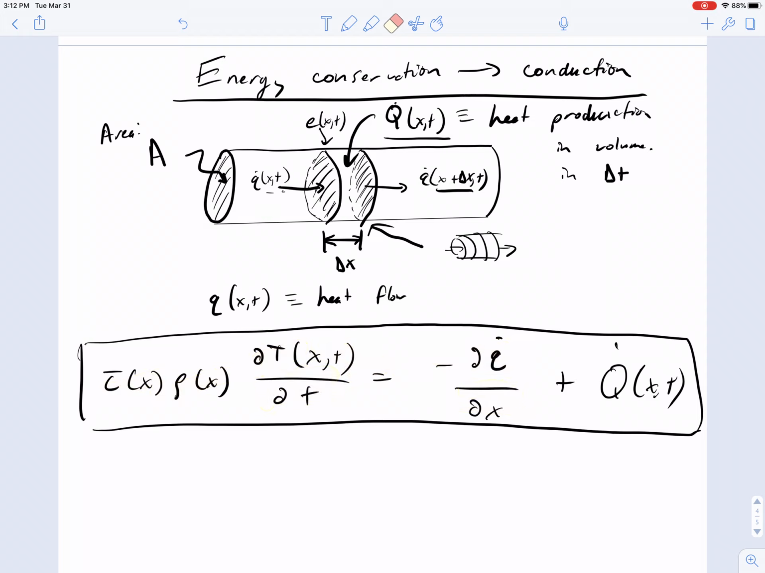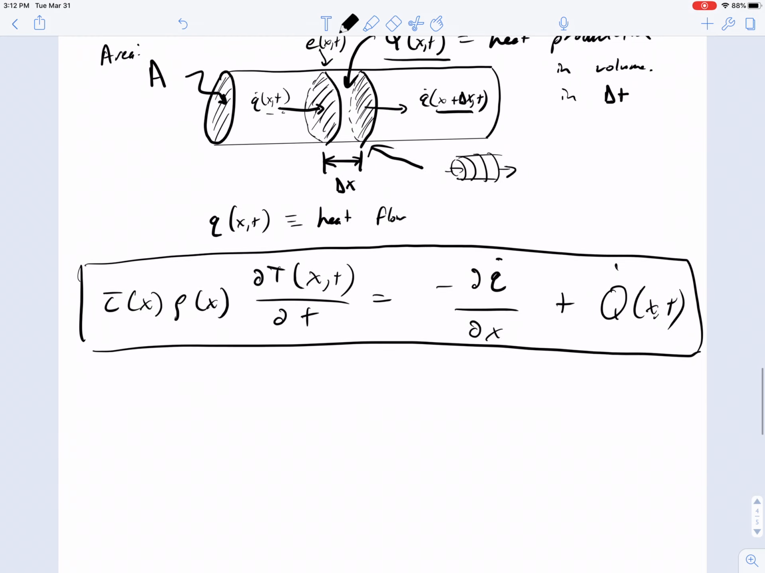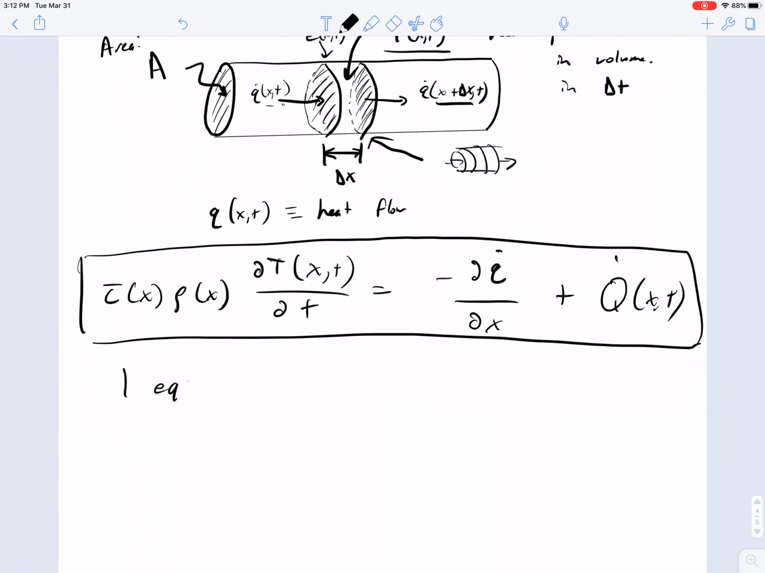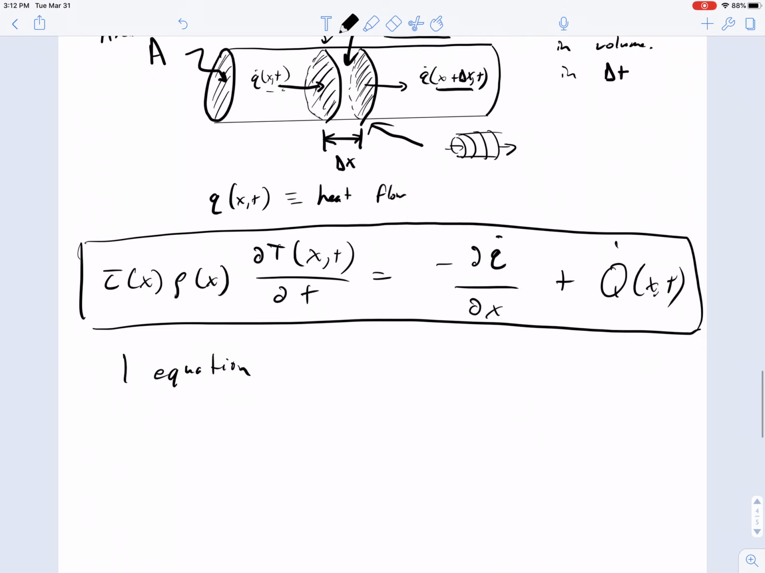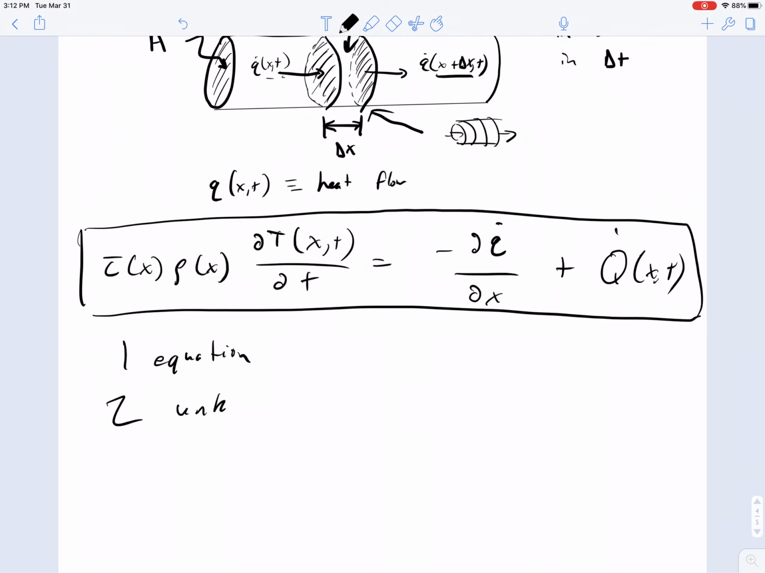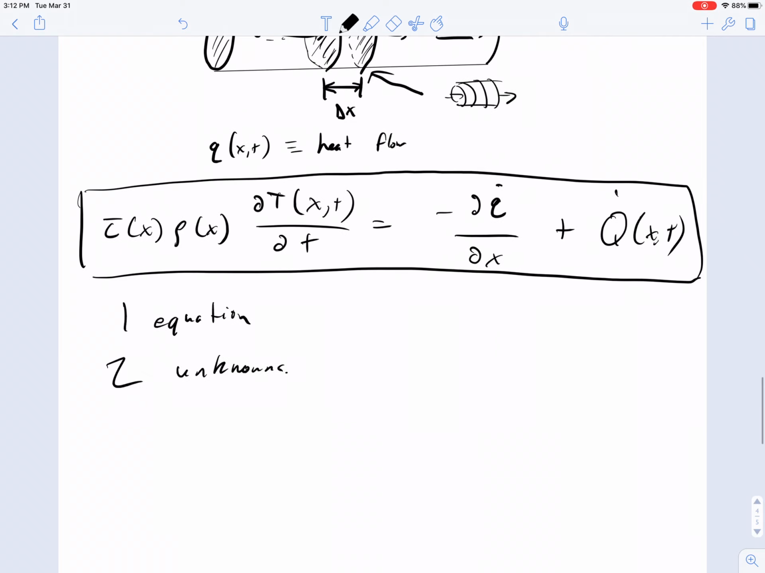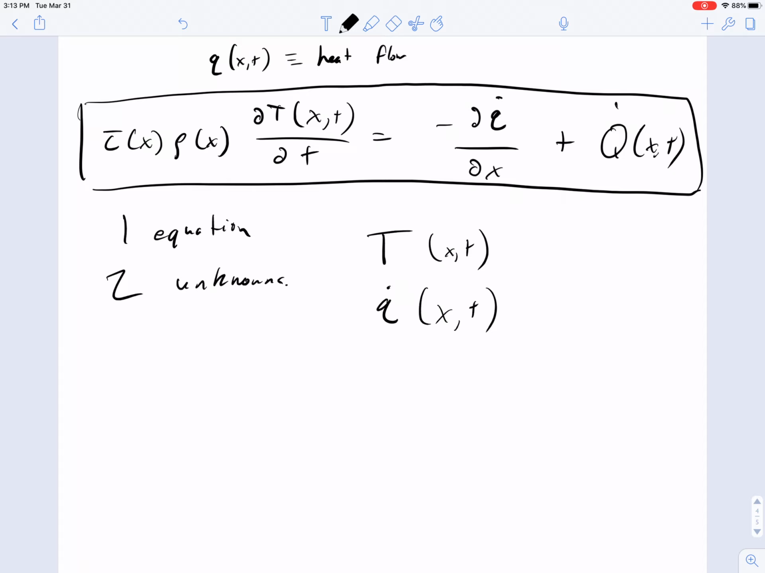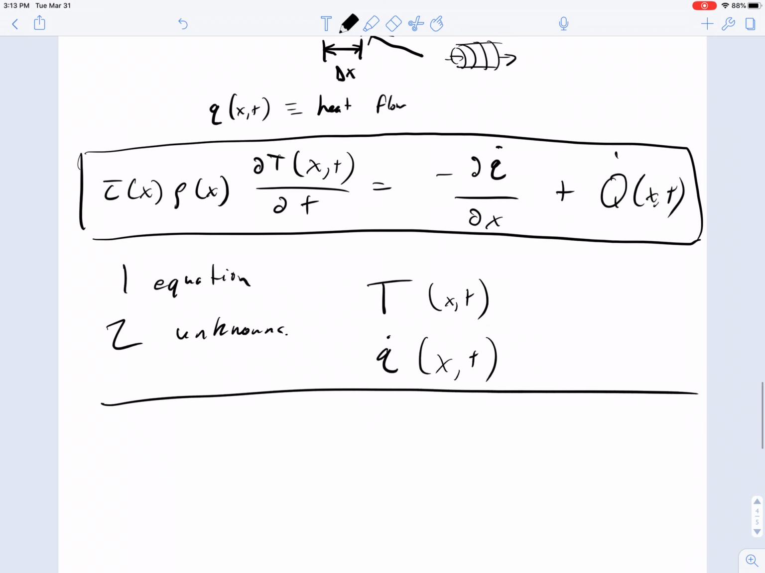We have a problem, though, still. The problem is that we have one equation with two unknowns. We have a partial differential equation with two dependent variables. One of them is temperature, and the other one is Q, which by itself is a function of position and time. So without some extra relationship, we're not able to take this problem any further.